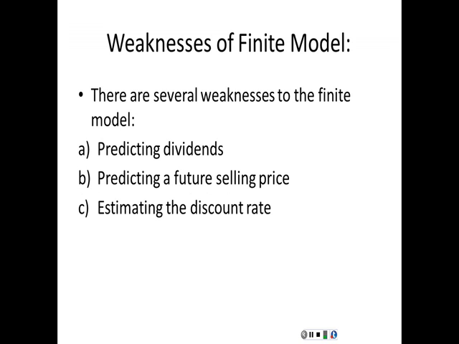Now, if we look at this model, there's a couple of weaknesses, and we've sort of already mentioned them before. One, predicting dividends is a difficult challenge. Predicting a future selling price is somewhat impossible because just think about reality. If we knew what a stock would trade at 3 years from now, we could make a fortune. So that's not going to happen. So we're going to have to figure out a way to get around predicting a future selling price. And then finally, estimating the discount rate. We can do it, but we have to be careful. And it's easy to make errors when we predict what the required return for a stock should be.